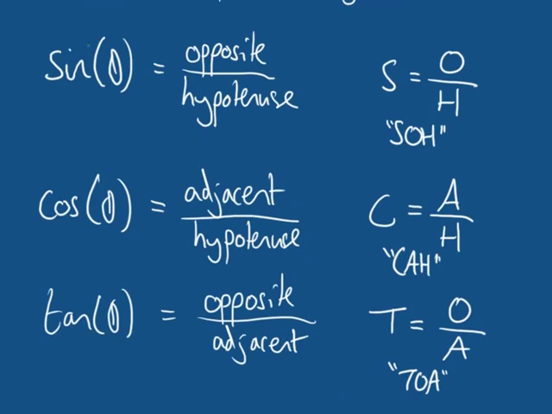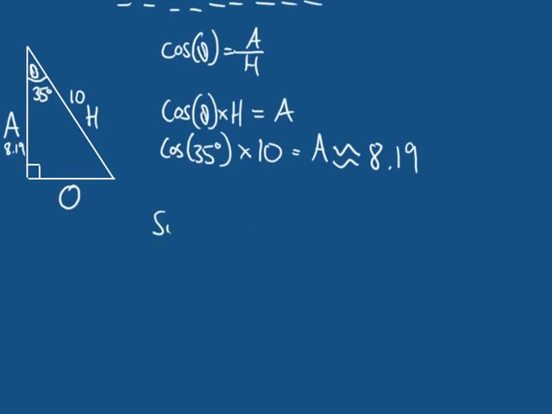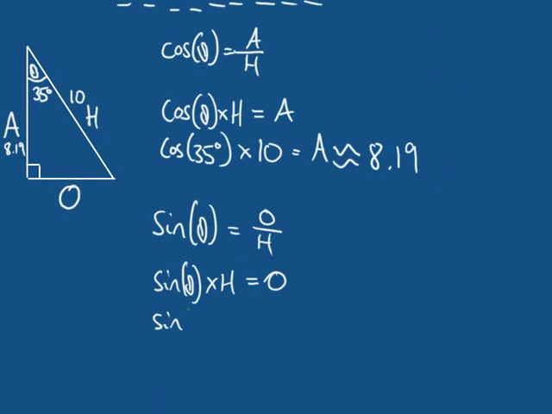Now again, we can calculate the value of sine theta. We know the hypotenuse, and that means we can rearrange this to find our opposite. So scrolling down, I know that the sine of theta is equal to the opposite over the hypotenuse. How do we rearrange to find our opposite? We multiply both sides by the hypotenuse. That gives us the sine of theta multiplied by the hypotenuse is equal to our opposite. We can plug numbers into this. That means the sine of 35 degrees multiplied by our hypotenuse, a length of 10, is equal to our opposite edge.